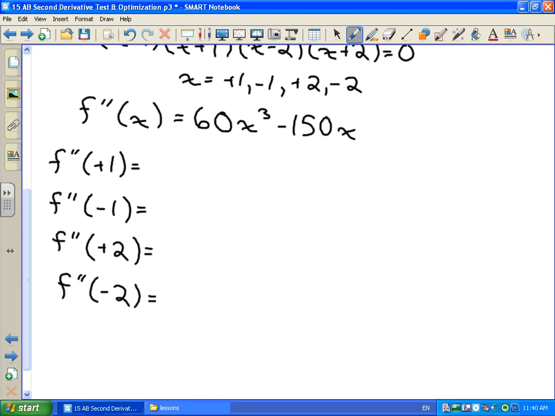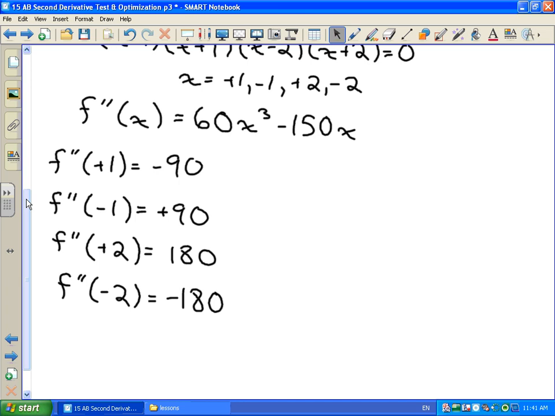So this is basically just calculator work here. So let's just write down what the answers are. We get -90, +90 at -1. We get 180 at x equals +2 and -180 at x equals -2. And then we're just going to use this to figure out whether these are local max or local min. So if we look at where x is +1, let's see.